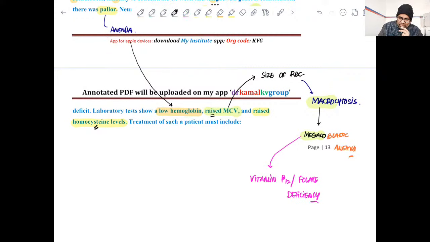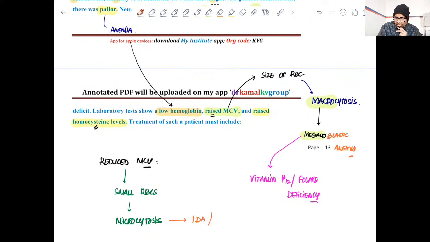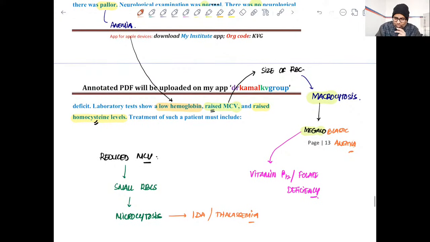This is raised MCV. If I had written reduced MCV, this is mean corpuscular volume. It means small RBCs. This is known as microcytosis. Then you can take either iron deficiency anemia or thalassemia, right? So, clear? So just take this important keyword.